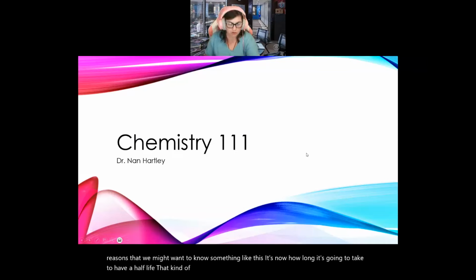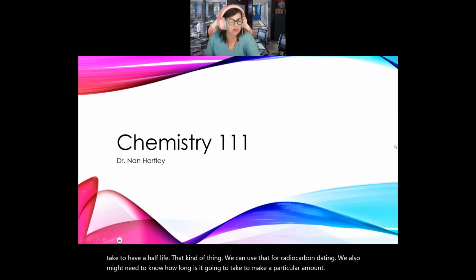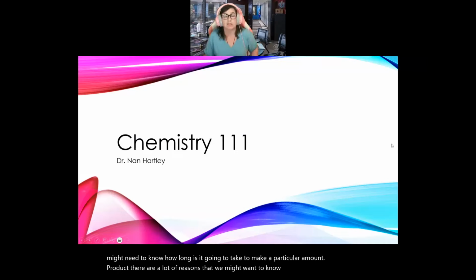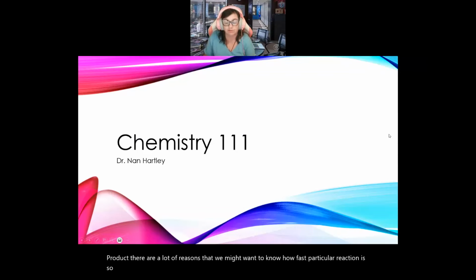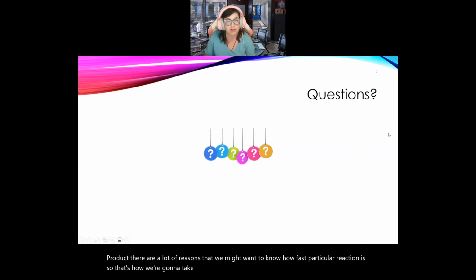We can use that for radiocarbon dating. We also might need to know how long is it going to take to make a particular amount of product. There are a lot of reasons that we might want to know how fast a particular reaction is. So that's how we're going to take a look at this and see what we can do.